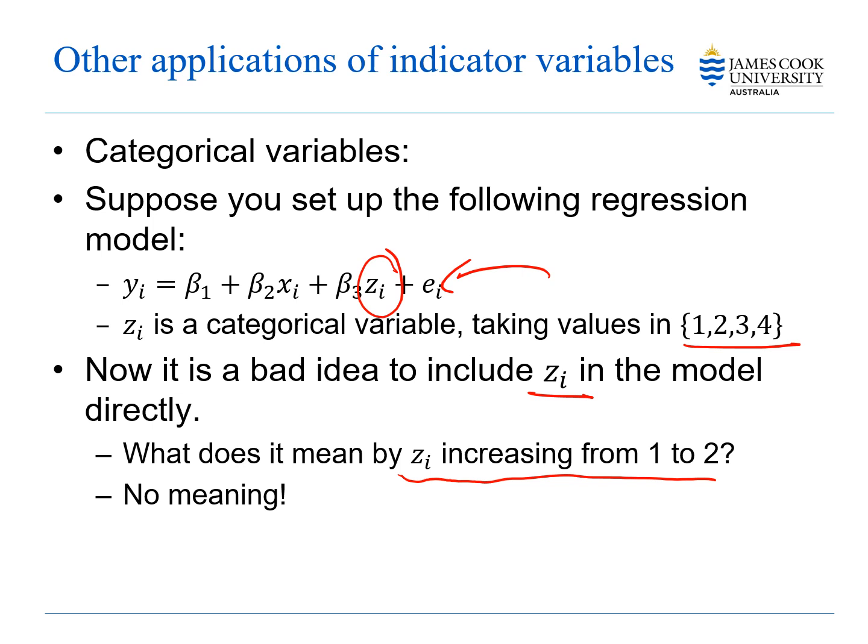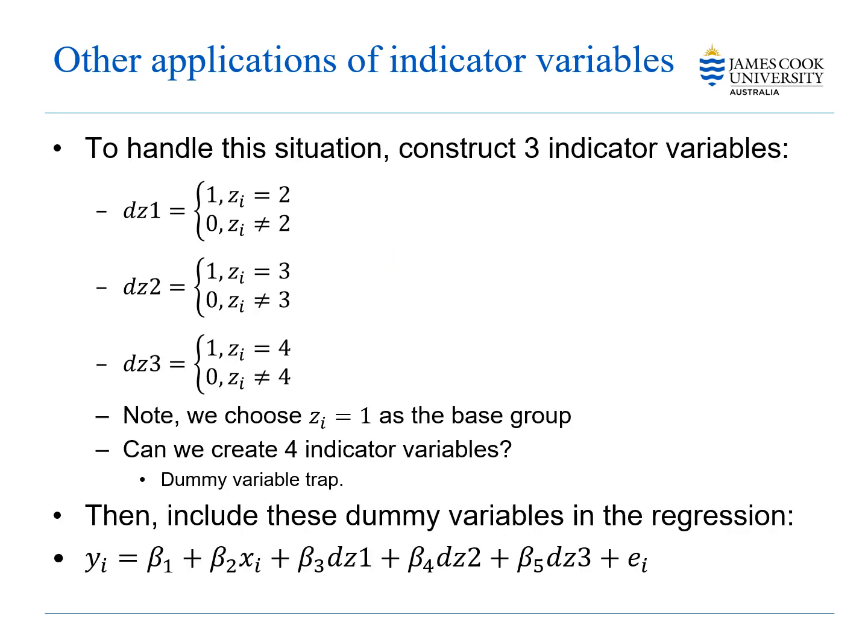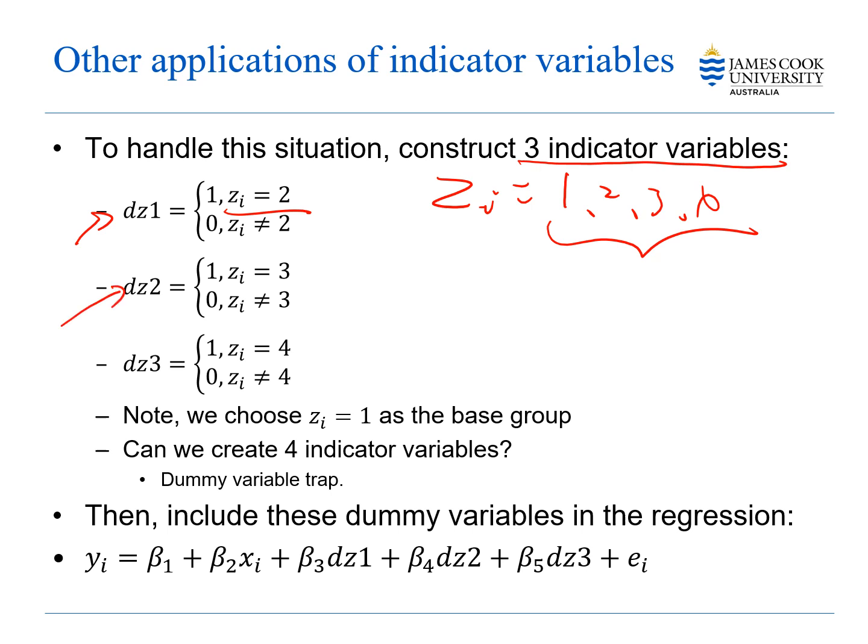So to handle this situation, we have to create dummy variables, indicator variables. Here our Zi takes a value 1, 2, 3, 4. Given this, we want to construct 3 indicator variables. dz1 is equal to 1 if Zi is equal to 2, 0 otherwise. dz2 is equal to 1 if Zi is equal to 3, 0 otherwise, and so on. Note that I'm omitting Zi equal to 1. By doing so, I'm choosing Zi equal to 1 as the base group or benchmark.